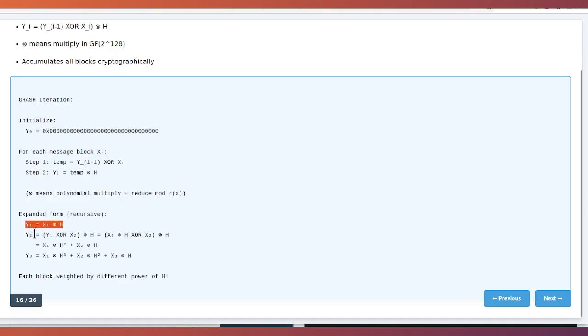This formula has an important mathematical property. If we expand the recursion for multiple blocks, we can express the final result as Y equals X1 times H to the n plus X2 times H to the n minus 1 plus ... plus Xn times H. This shows that each message block is multiplied by a different power of H depending on its position in the message. This position-dependent weighting is crucial for security because it means an attacker cannot rearrange blocks or substitute blocks without changing the final authentication value.